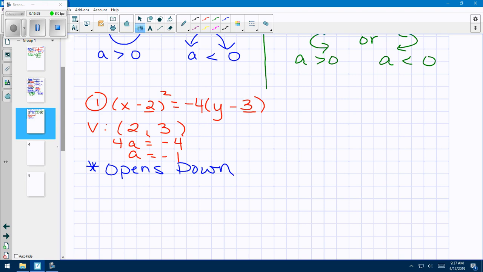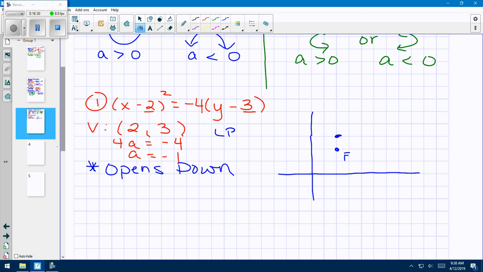And once I've identified those pieces, that really is enough to start a decent sketch here. So if I need a vertex at 2, 3, you could definitely take that into account wherever you draw your axes. So if I move them over to the left and down a little bit, the point 2, 3 is right here for me. And if I know this opens down, to get to the focus, I have to go down 1 unit. Okay, so that's the focus right there.